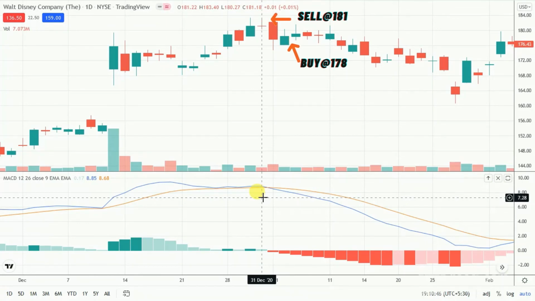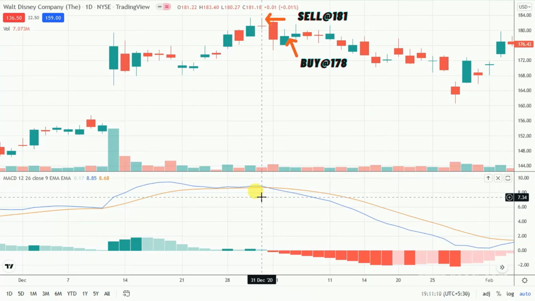That was 0.17. So we compare it with the value a couple of days back. So we go to the 29th of December. MACD closed at 0.1. So certainly the current value is greater than the value the day before. So condition 3 is also met.